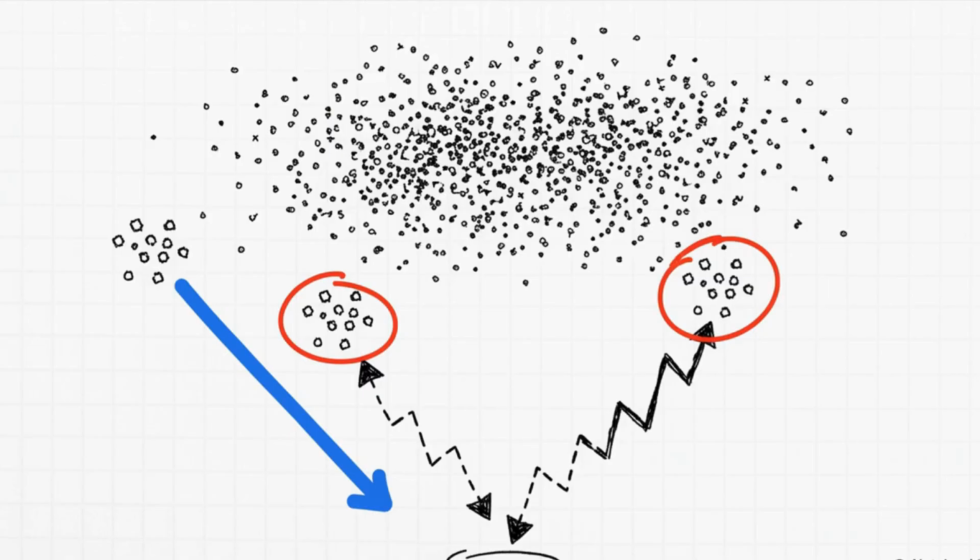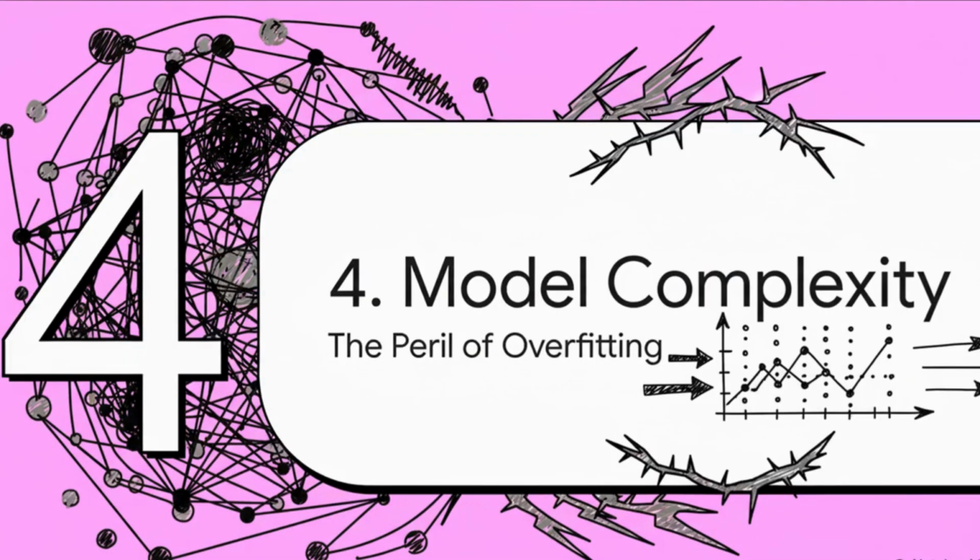Now, is that direction perfect? No. It's going to be a bit noisy, a little wobbly, but it's so ridiculously fast to calculate that we can take thousands of these wobbly steps in the time it would take to take one perfect one. And it turns out, all those fast, slightly off steps still get you to the bottom of the valley, and usually much, much faster.